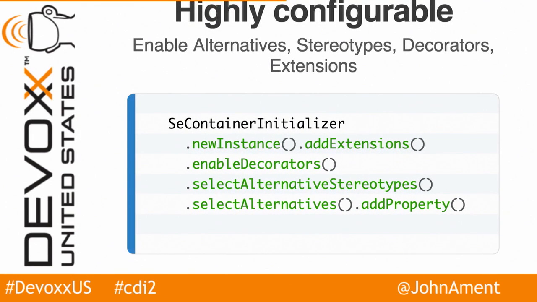You can also make it as configurable as you want. So you can do things like programmatically add extensions, decorators, alternatives, and stereotypes to your container. You don't have to rely on what's in Beans XML. You don't have to rely on what has been annotated to enable features or disable certain features. We also allow some amount of container-specific feature set. Doing things like add property over here would allow you to control Weld-specific features around executors for asynchronous event firing. You can instead point to your own custom properties as well.